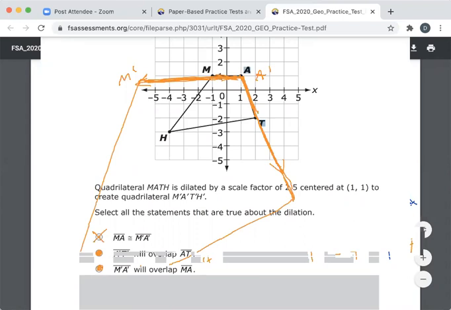Okay, let's look at D. The slope of HT is equal to the slope of the new HT. Well, not in my picture because I did not draw it correctly. But the slope should be the same, like this slope and this slope should be the same. The slope didn't change any, it just got bigger. Okay, then the last one says the area of the new MAT is equal to 2.5 times the area. Well, just because it was dilated 2.5 times does not mean the area is the same.